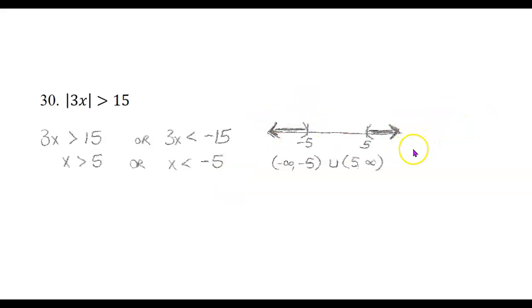So here's what that means. X could be any of these numbers over here greater than 5, like 6 or 7 or 10. Or x could be any of these negative numbers that are less than negative 5, like negative 6 or negative 7 or negative 10. So this is in two separate pieces. And when we write it in interval notation, it's two separate intervals from negative infinity to negative 5, together with the interval from 5 to infinity.